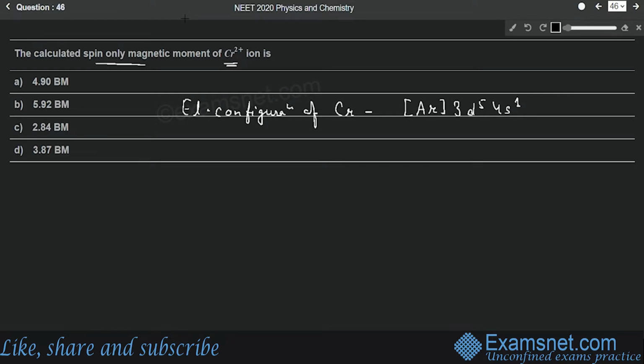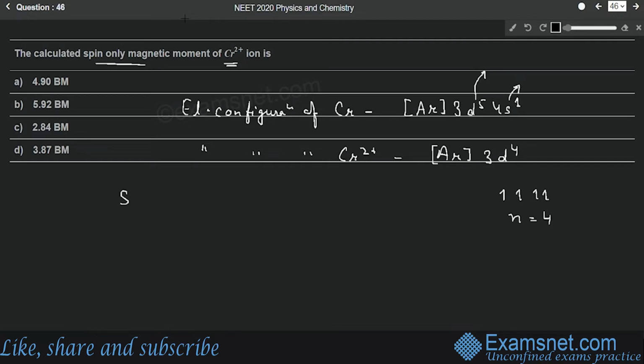Okay. So after first ionization, this 4s1 electron will be removed. Then after second ionization, one of the 3d5 electrons will be removed. That means only 4 electrons will be left here. So the electronic configuration of Cr2+ will be the electronic configuration of argon plus 3d4. Now, how many unpaired electrons will be left? 4 unpaired electrons. That means n will be equal to 4.